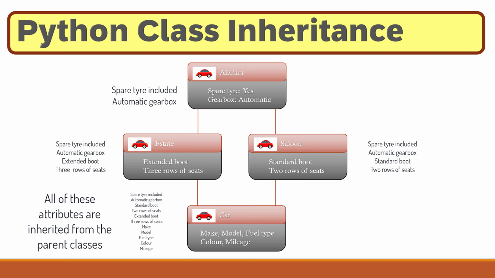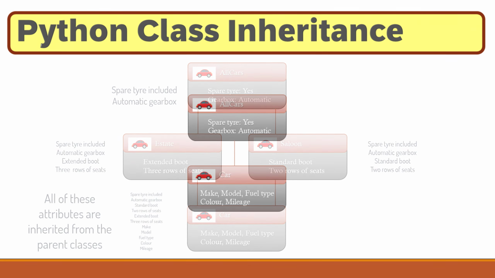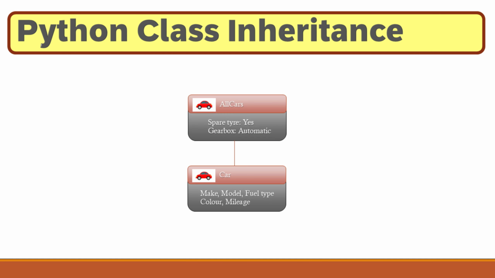So for the purpose of the hands-on demo, let's create a 2-layer hierarchy. Let's create a child class and a parent class. Let's ignore the type of cars in the middle, the estate and the saloon. So let's create the very top box, all cars, with a spare tyre and an automatic gearbox. And then let's create the very bottom box, which will be a child class of all cars, and the bottom box will be called car.